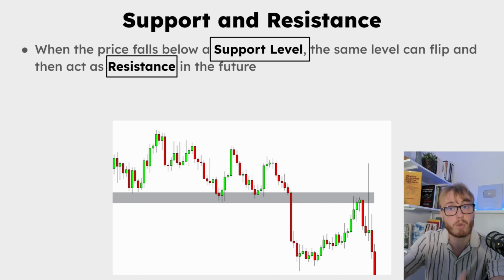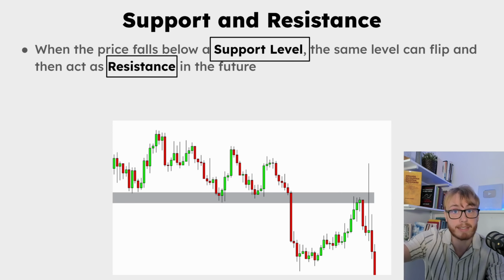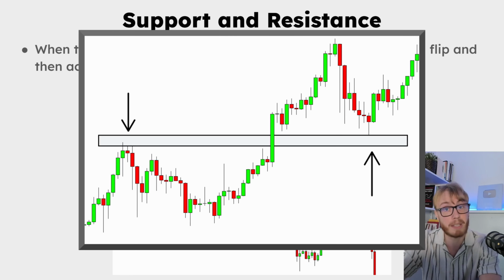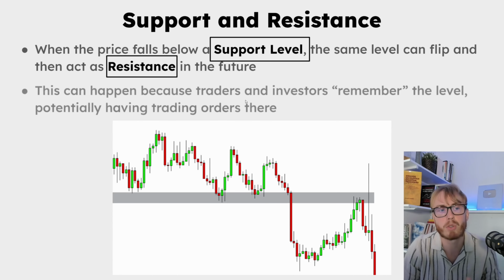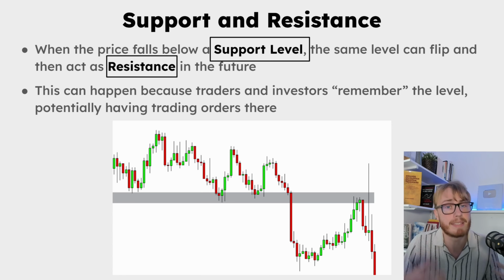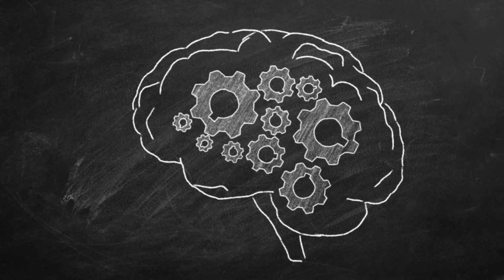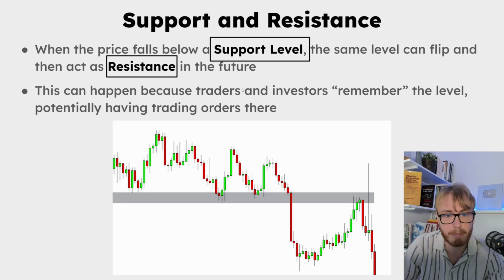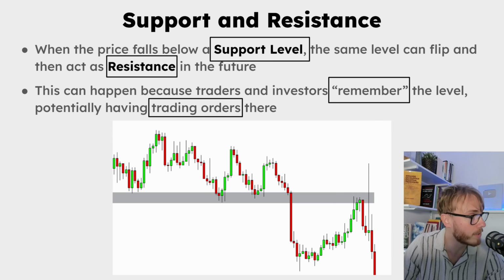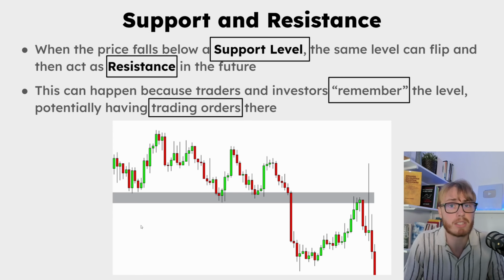And the opposite is of course also true. So if we have a resistance level and the price breaks resistance, the resistance can later on flip and act as support. And now you may of course wonder, why does this happen? Well, in this course, we're not going to dive deep into the psychology behind support and resistance, but a simple explanation here is that this can happen because traders and investors remember the level, and they also potentially have trading orders around the level.